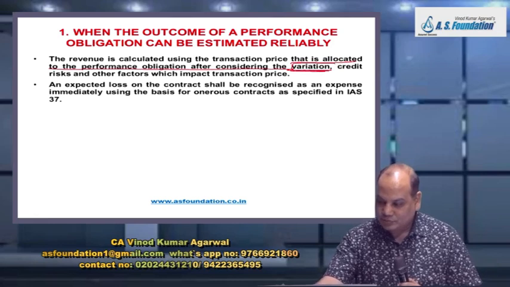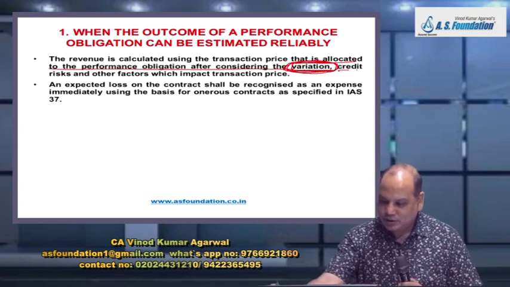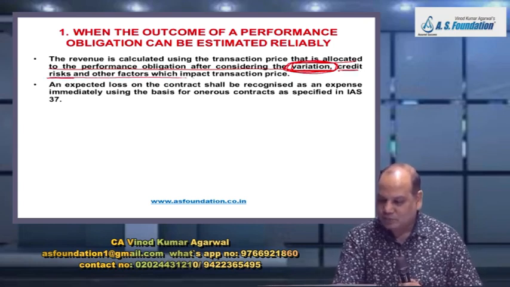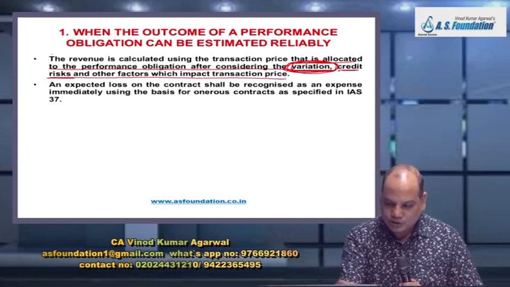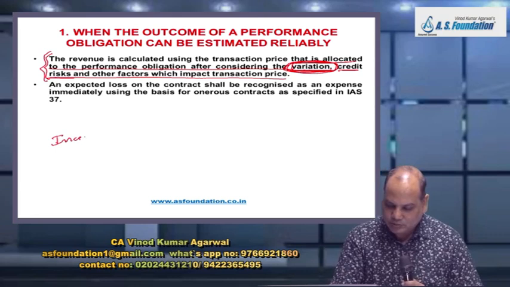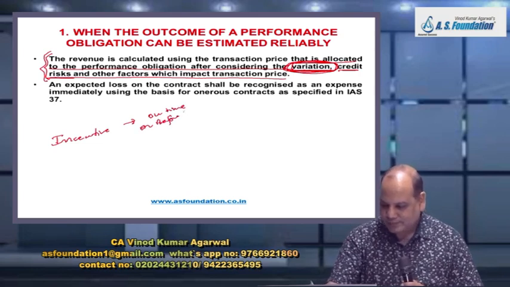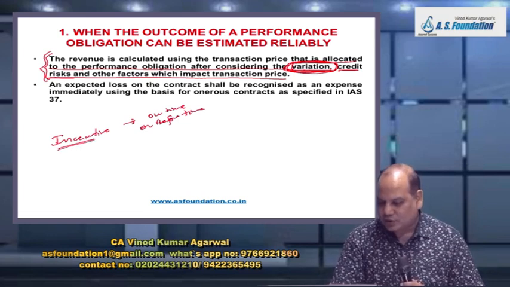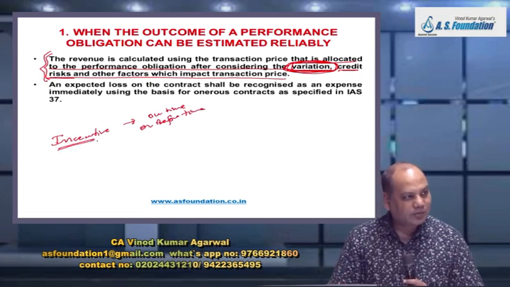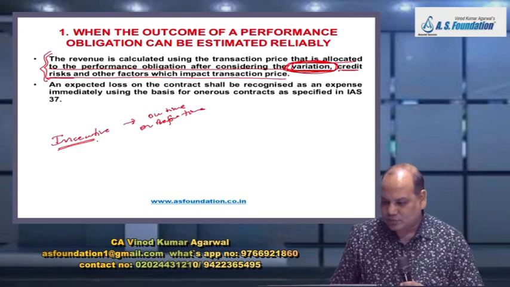What is variation? You may get incentive. You may have to pay penalty. Okay, or any credit risk and other factors which may impact the transaction price. So estimate transaction price keeping in mind the variable factors also. Like some contractors get incentive if they complete the work on time or before time. So you have to see whether this incentive can be estimated reliably. Then you can include that also in estimating the contract transaction price.